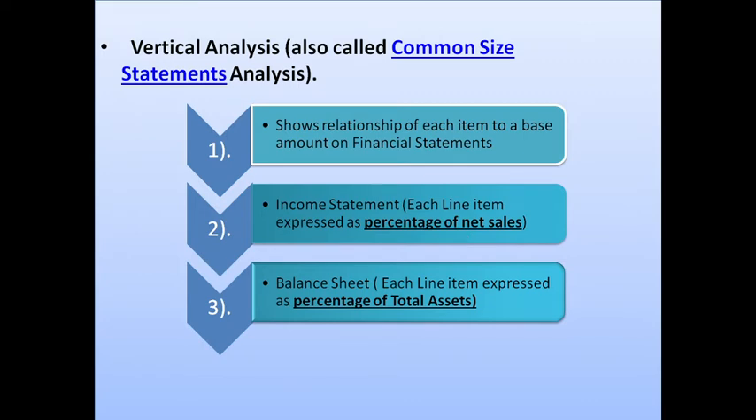As far as the balance sheet is concerned, each line item in the balance sheet is expressed as a percentage of total assets or total liabilities. It can be either one. Why? Because total assets is always equal to total liabilities. So in short, you can compare each line item as a percentage of total assets or total liabilities. We can express it in this form.